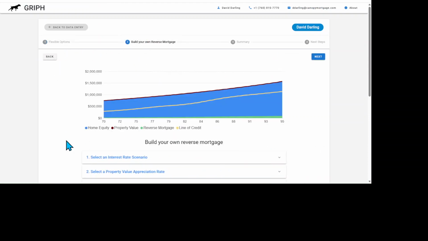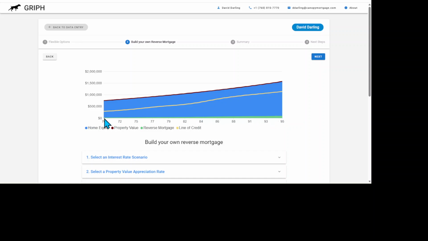We're now going to work on building your reverse mortgage. This first chart is sort of a visual chart showing you what your property value will be like in the future. If it grows at 3% per annum, that's what we default to. This blue section here is your home equity. As you can see, there's a lot of home equity now when you're free and clear, and there'll be a lot of home equity in the future. This tiny little green slice is your reverse mortgage loan balance.